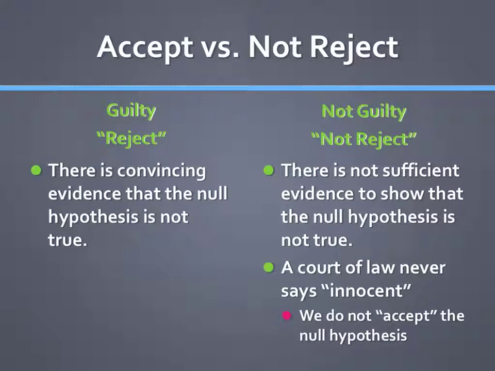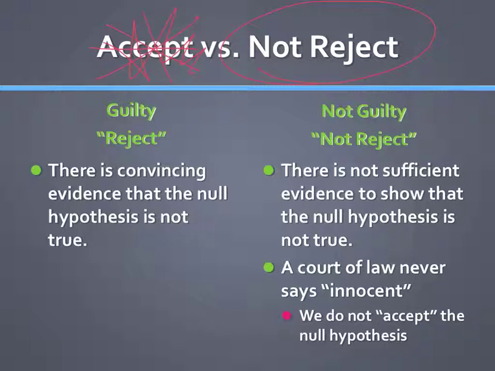So your p-value is going to tell you what to do with the null hypothesis. That's going to be the first statement in your interpretation. You're either going to reject the null hypothesis or you're not going to reject the null hypothesis. You do not accept a null hypothesis ever. You're just going to either not reject or reject it.